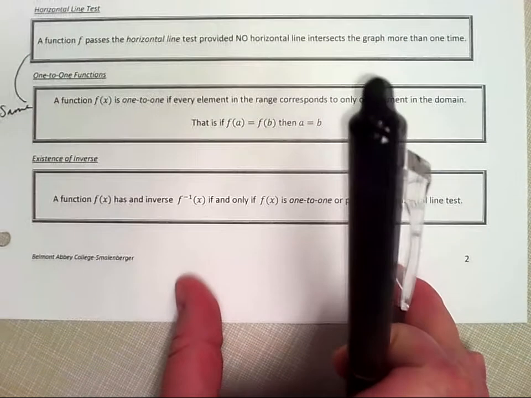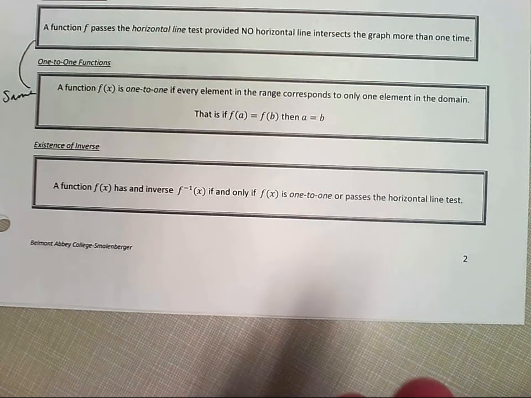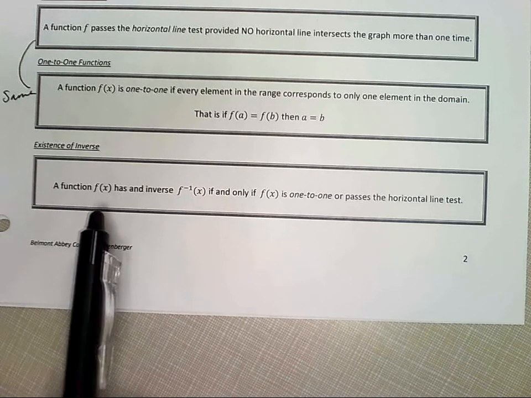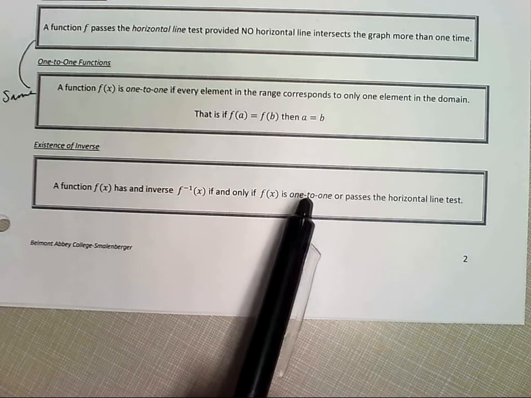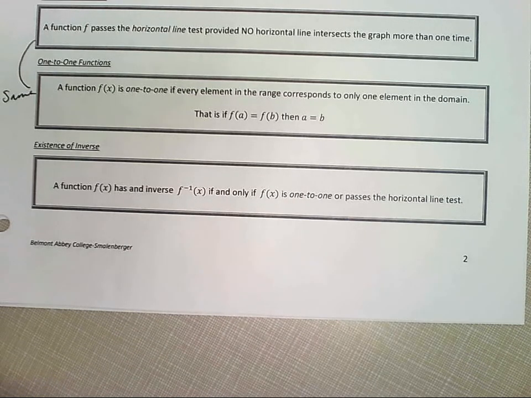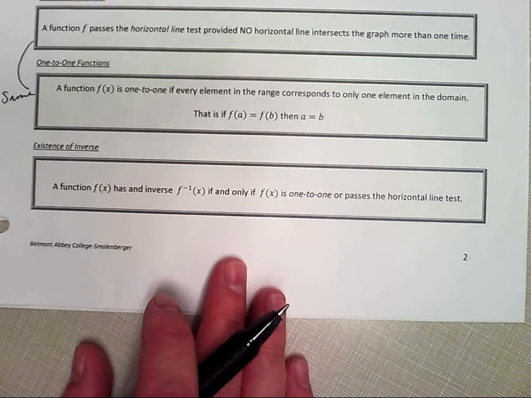And then the existence of inverses. Why are we talking about the horizontal line test? Why are we talking about one-to-one? Because we're talking about inverses. A function f of x has an inverse f inverse of x if and only if f is 1 to 1, or another way to say that is if f passes the horizontal line test. So functions only have inverses if they're 1 to 1 or if they pass the horizontal line test. Very important to know.